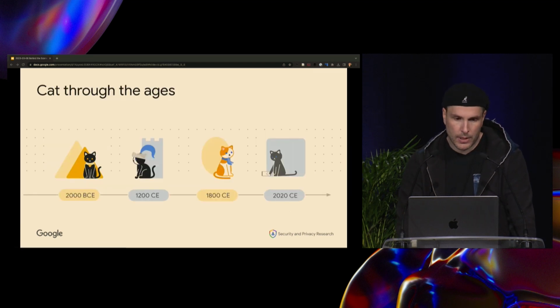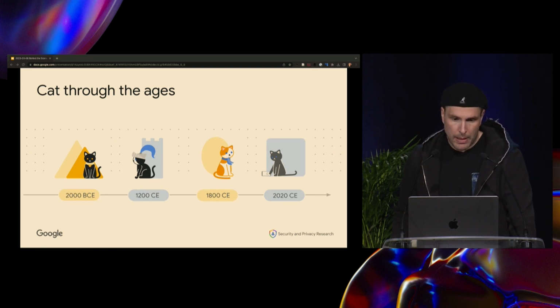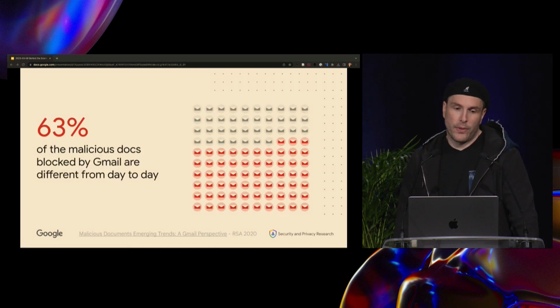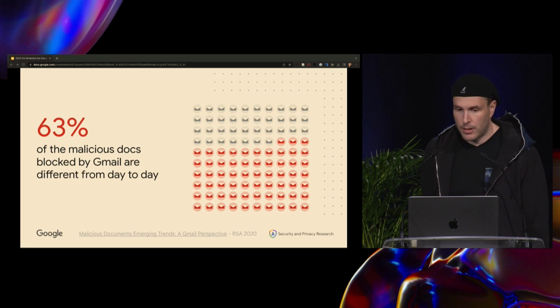Why is it hard to detect malicious documents? If we make a comparison with image detection, for instance, for a cat, a cat has pretty much always the same head, being 20,000 years ago or 2,000 years ago or now.